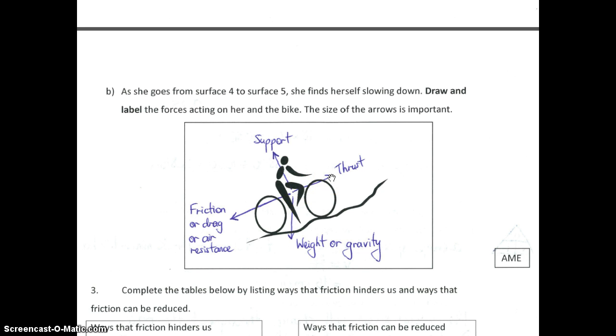She's going to have a weight force acting directly down towards the earth, so her weight force or gravity, and the support force. You don't need to know this at this level, but support forces always act perpendicular to the surface. It didn't matter if you drew support vertically upwards, or in fact if you drew weight going down this way, that's fine, we accepted that. You don't need to know that at this level. But those are the four forces: thrust, support, weight, and friction or drag or air resistance.